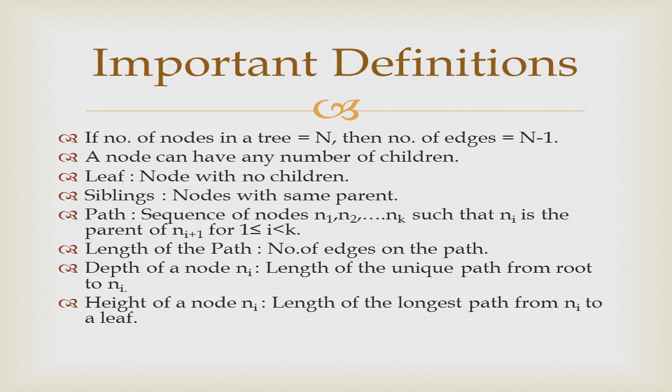Apart from this, you need to remember that if a tree consists of n nodes, then that tree will always have n minus 1 edges. And in the case of a generic tree, a node can have any number of children.